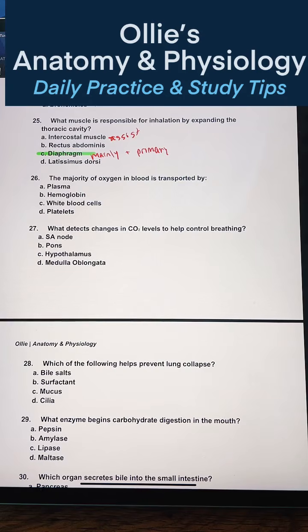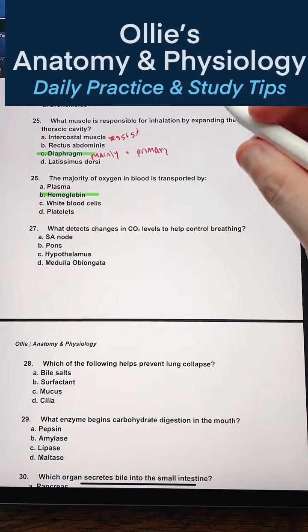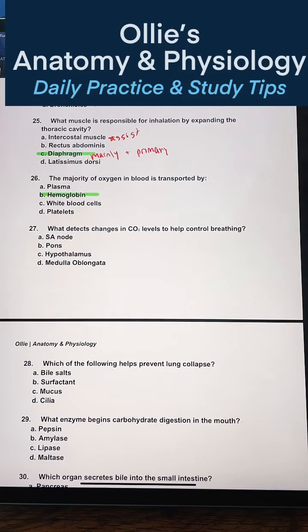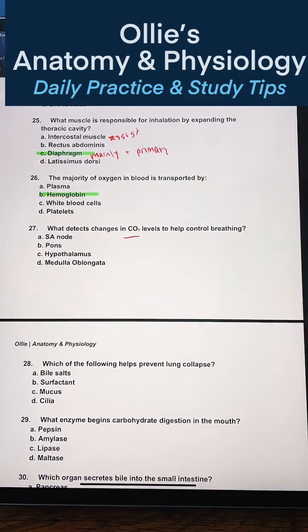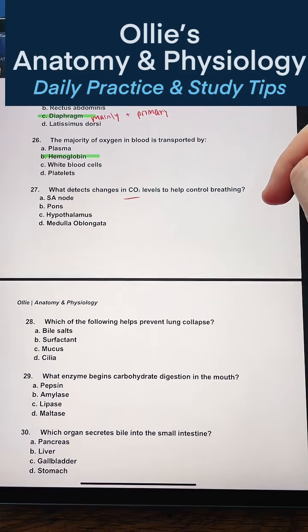Number 26, the answer is going to be B. It's going to be hemoglobin. Hemoglobin binds oxygen for transport. That's how it carries it throughout the body. Number 27, what detects changes in carbon dioxide levels to help control our breathing? A, B, C, or D? Which one is that going to be?